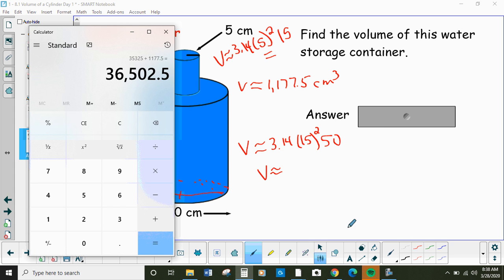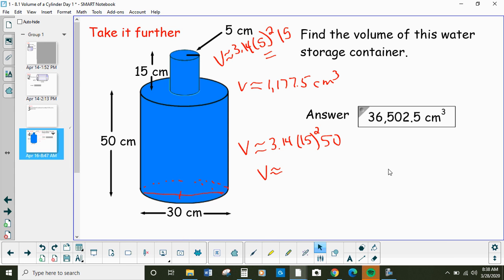And I'll go over here and see, how do we label that? Centimeters cubed.